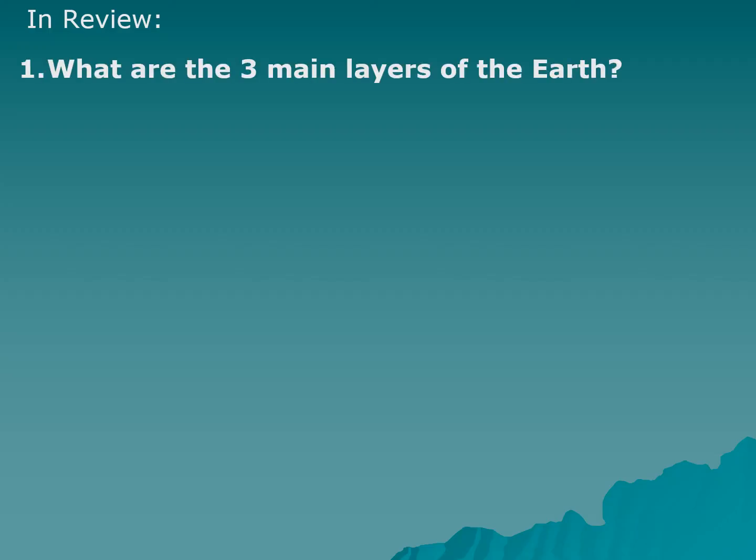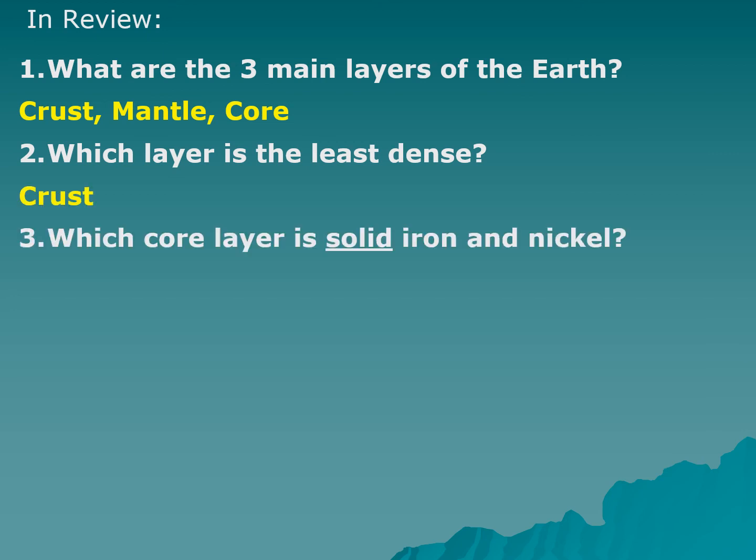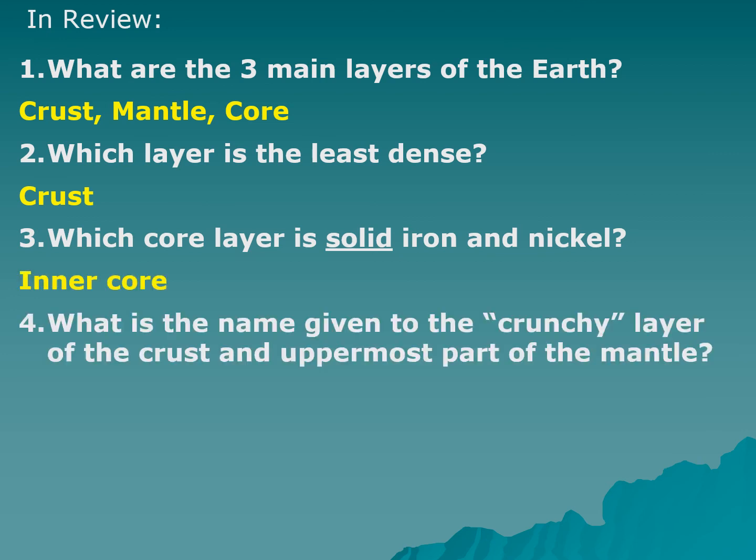So let's review. What are the three main layers of the Earth? If you said crust, mantle, and core, you are correct. Which layer is the least dense? That would be the crust. Which core is solid iron and nickel? Remember, one is solid, one is liquid. It is the inner core.